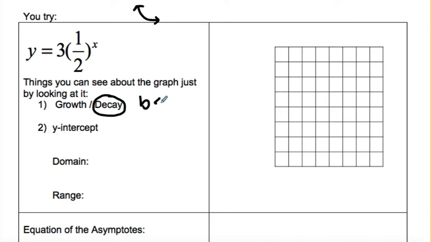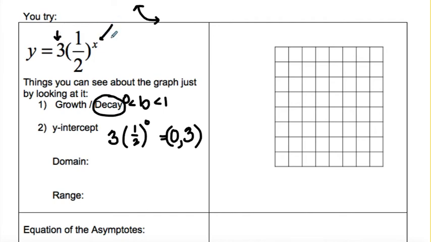Because b is less than 1 but greater than 0. All right, y-intercept. We let x be 0. You might be starting to see what's happening with the y-intercept. It's 3. So my y-intercept would be (0, 3). You might be starting to see that it is the a term. As long as it's just being raised to an x power and nothing else, then the y-intercept is going to be the a. But that's not always the case.